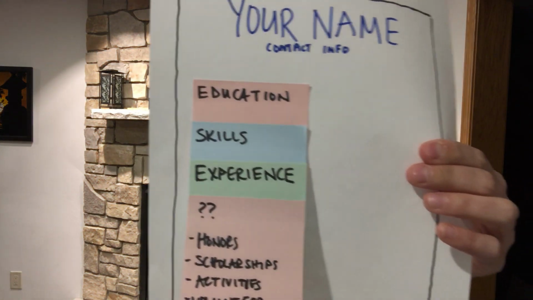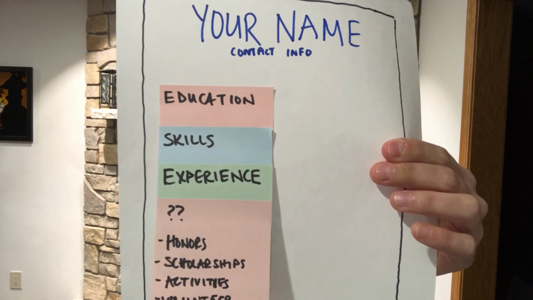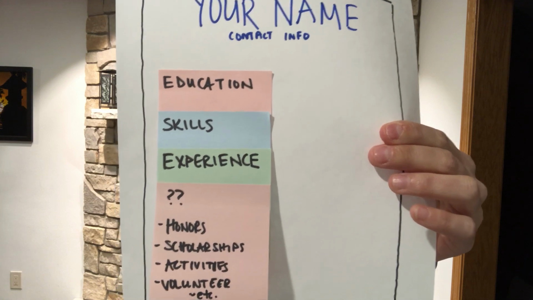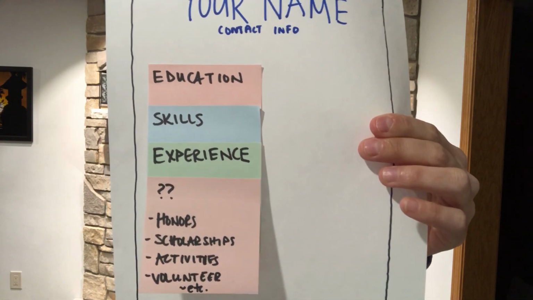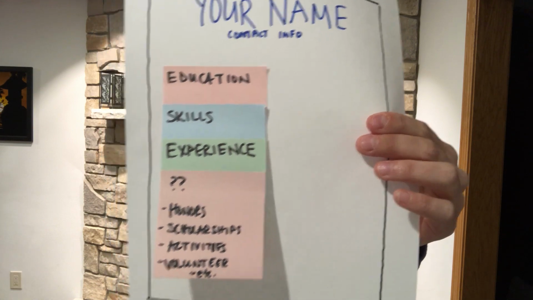Resumes have 4 basic sections to them, and today we're going to talk about the sections and ordering. They can be in any order you want, but this is pretty typical. You want to have education, followed by skills, followed by experience, followed by a mystery one that is entirely up to you. It could be activities, honors, extracurriculars, scholarships, volunteer, whatever it might be, up to you.